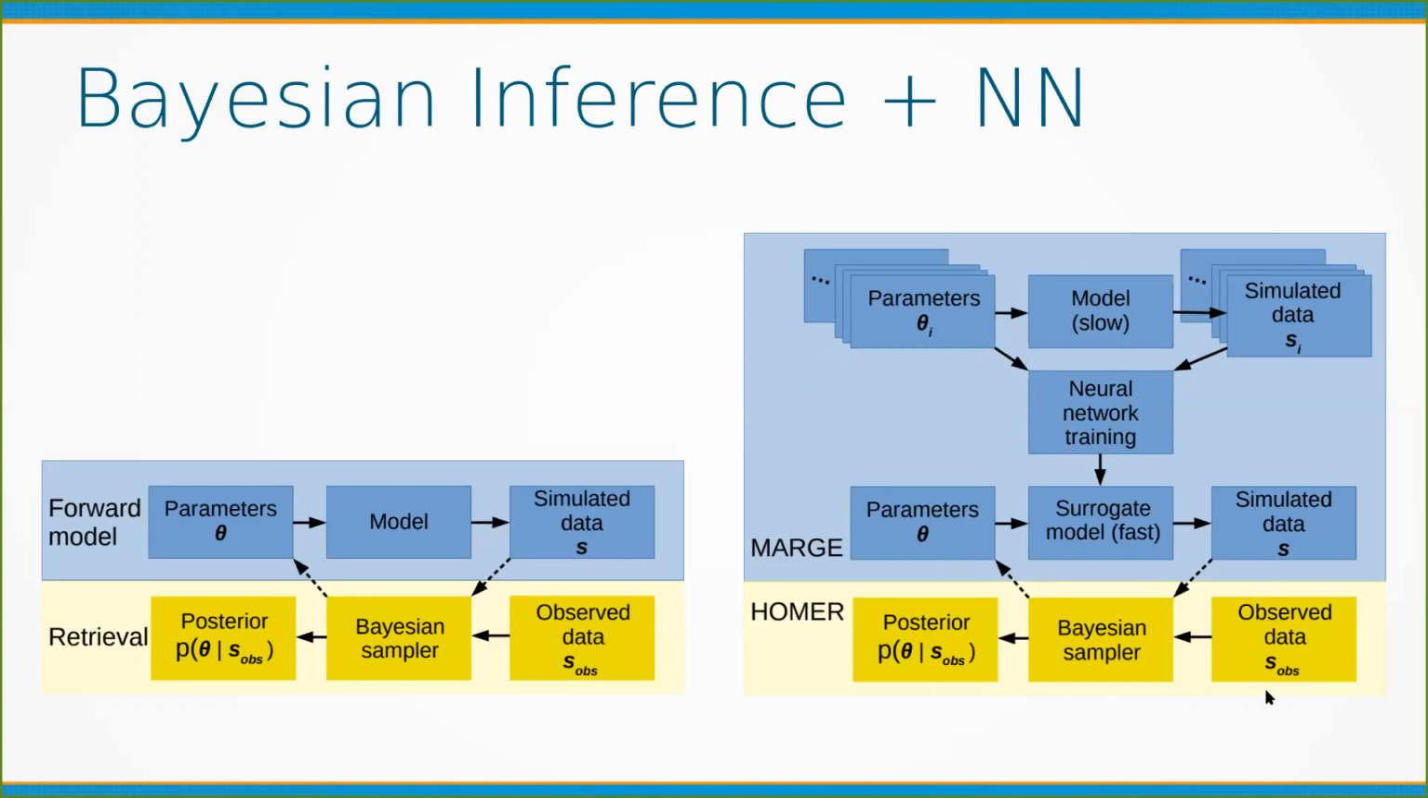You'd have some measured data. Your Bayesian sampler is going to propose parameters, make some predictions, compare them to your data, and then you get a posterior at the end. I wrote some software packages for this purpose. That's what I wrote here. So Marge is the neural network training, and Homer is the retrieval package. I'll talk about that at the very end if you're curious.